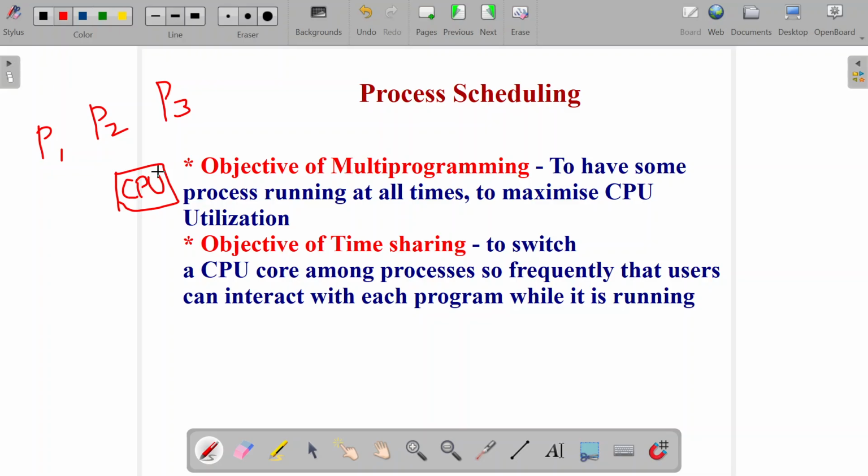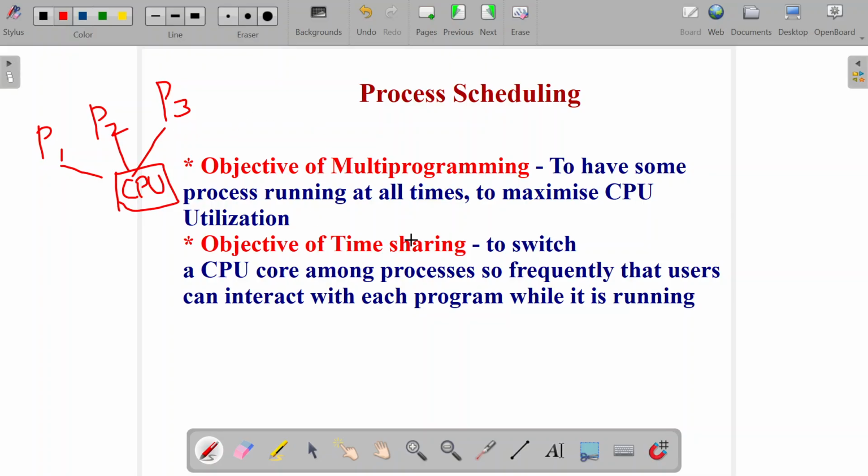For a CPU, what is the objective of multiprogramming? To maximize the CPU utilization. So to maximize the CPU utilization, what do I have to do? To have some process running at all times. That is, at any time the CPU should be utilized to the most. So either P1 or P2 or P3, any one process should be assigned to the CPU at any particular time so that I can maximize the utilization.